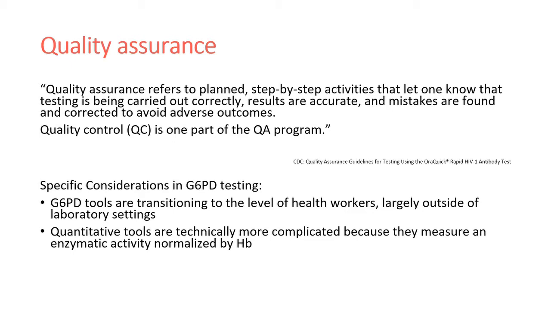So this definition includes that the tests are carried out correctly, which means that they are performed by trained users that follow the procedure for sampling and testing. When we say results are accurate, this implies that the quality of the testing device is good and the quality has been maintained through shipment and storage, and that the results are interpreted and reported correctly. And mistakes are found really refers to mistakes that are found in any of the analytical steps.